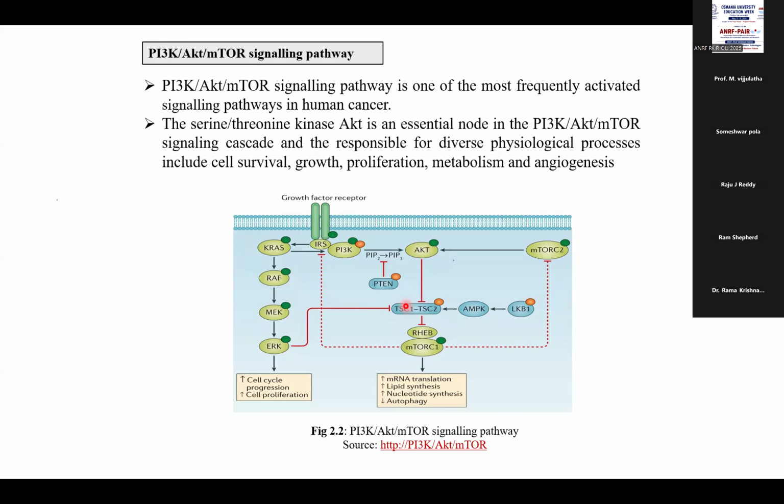So this is the signaling pathway for PI3K AKT mTOR, where PI3K, which is phosphorylated, converts phosphoinositide diphosphate into phosphoinositide triphosphate. And with that, AKT gets phosphorylated. Then the whole process takes place where it helps in cell proliferation, cell cycle progression, survival, growth, metabolism, angiogenesis. All these happen in this cascade of signaling, which is the PI3K AKT mTOR pathway. And AKT is nothing but a serine threonine kinase.